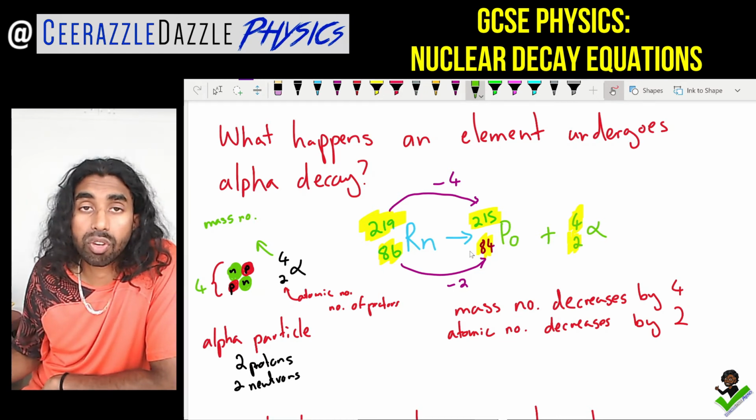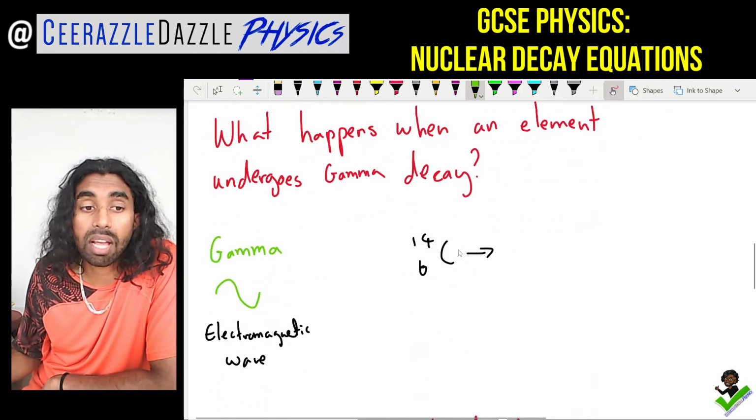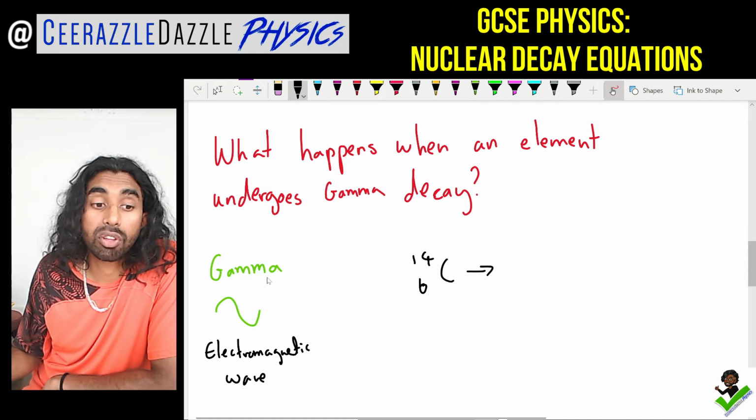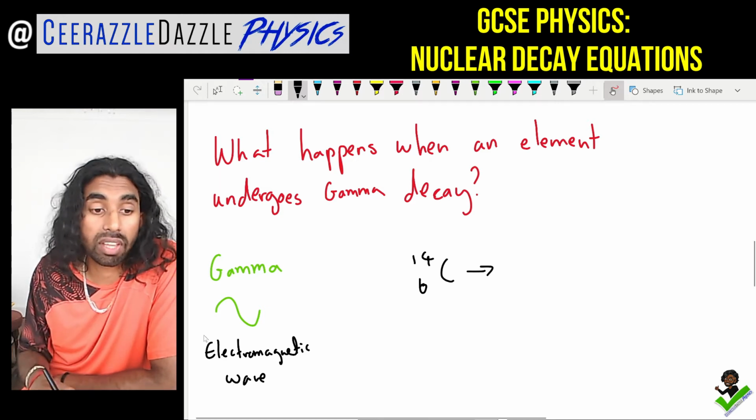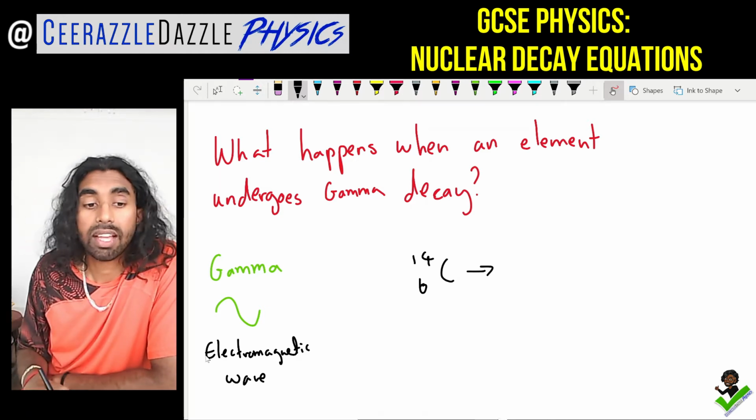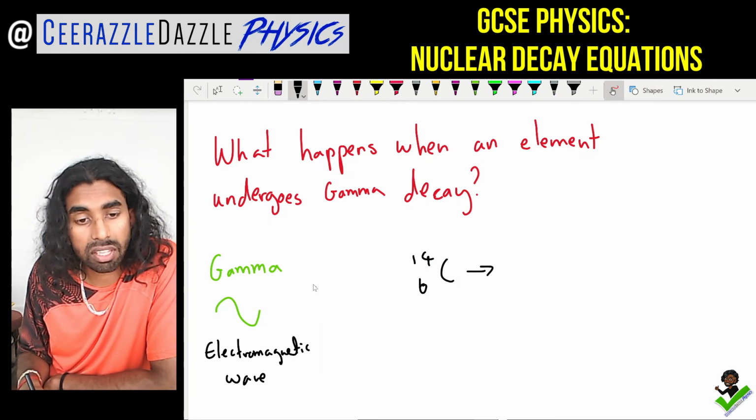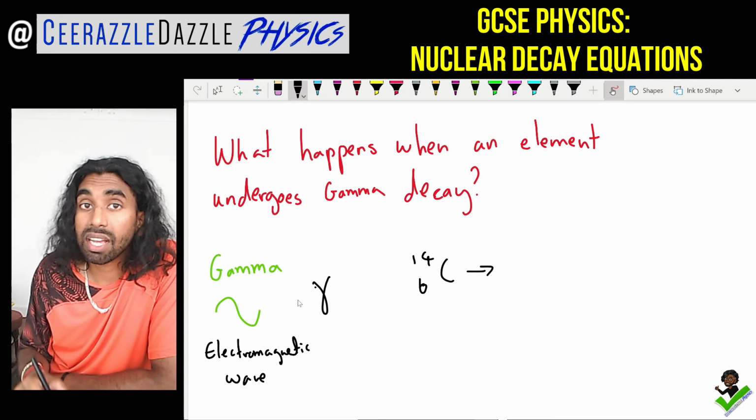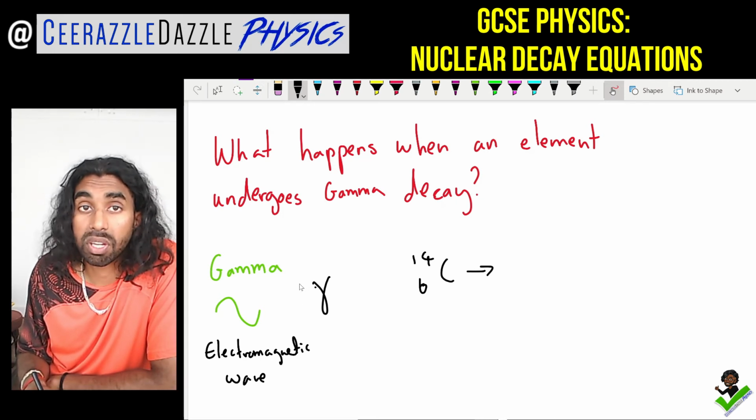Okay, so you're probably wondering what happens during gamma decay. So what happens during gamma decay? Let's have a quick recap. So for gamma, we know that gamma is an electromagnetic wave. There it is. I've drawn it as a symbol over here. And the symbol for gamma is going to be this. That's a symbol for gamma. But because there's no atomic mass or atomic number, we will put 0, 0 over here.